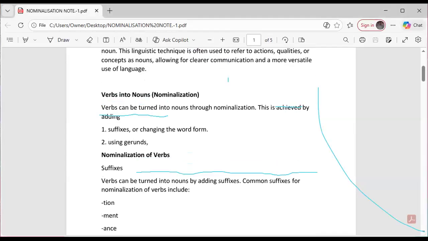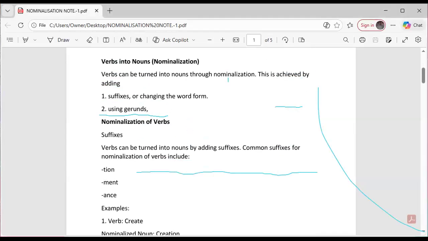Now we're looking at verbs into nouns. Please ignore my writings, they're mistakes. So verbs into nouns, that is what we also mean by nominalization. I mentioned earlier that nominalization is a process of turning verbs or adjectives to become nouns, and that is only possible by transformation. Correct. Good. So verbs can be turned into nouns through nominalization. And how is this possible? It is achieved by adding suffixes or changing the word form, or by using gerunds.